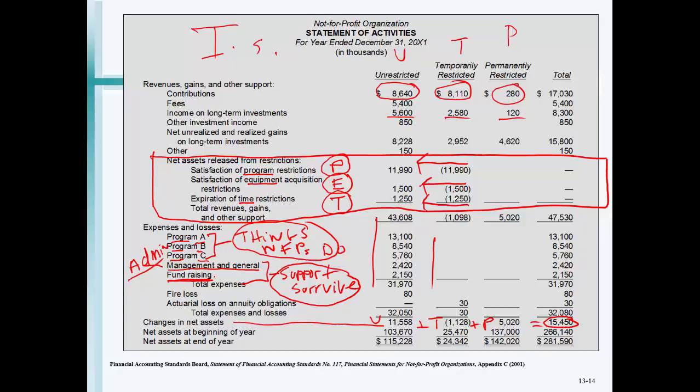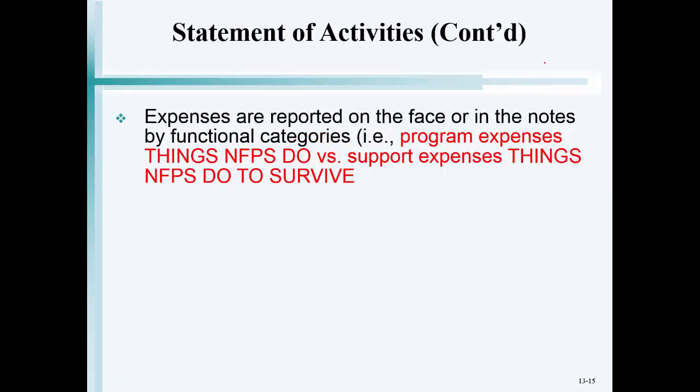Now notice we report our change in net assets, which is like net income, and we report it as what? Unrestricted, temporary restricted, permanently restricted. We add those 3 up, and then we report what? The total of $15,450 here is the total of the net income, if you will, change in net assets of the 3 categories for this not-for-profit, right? That's the sum of unrestricted, temporary restricted, and permanently restricted.